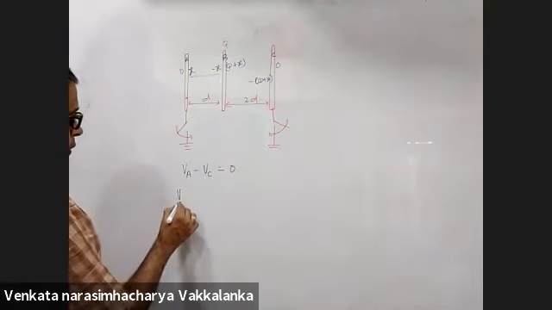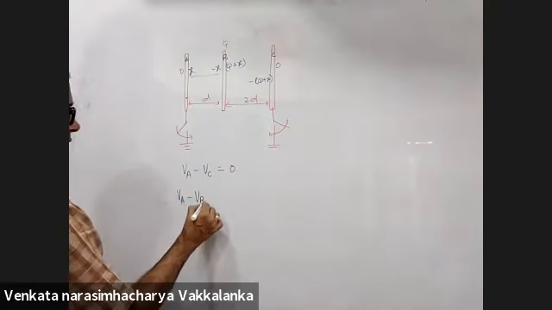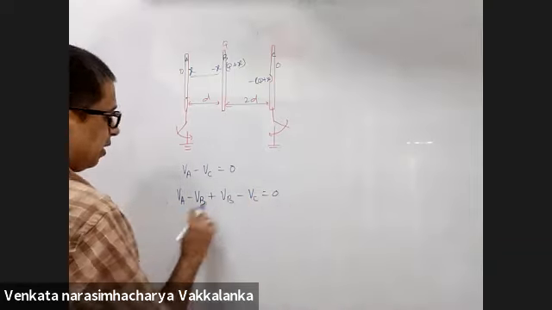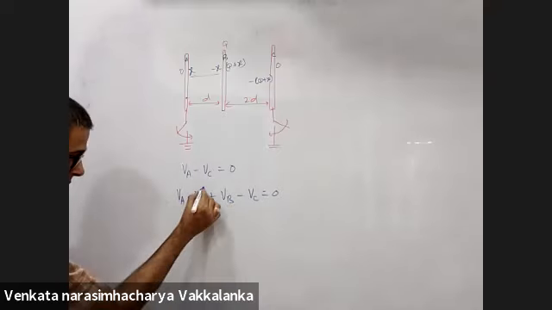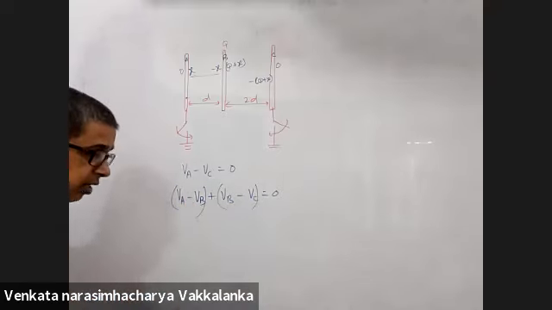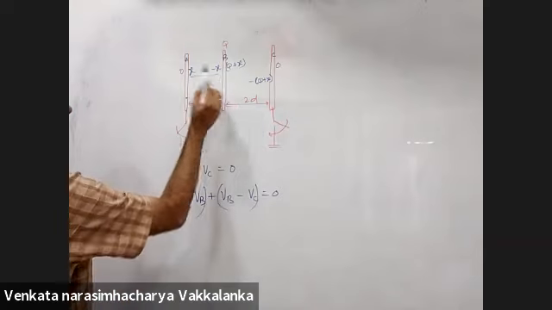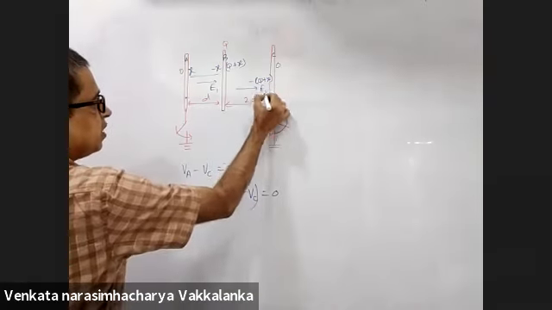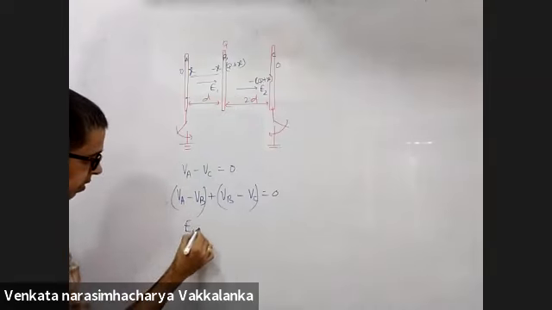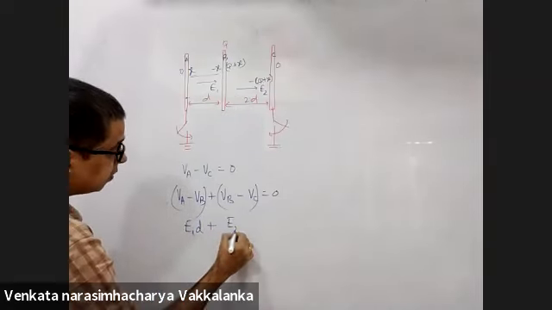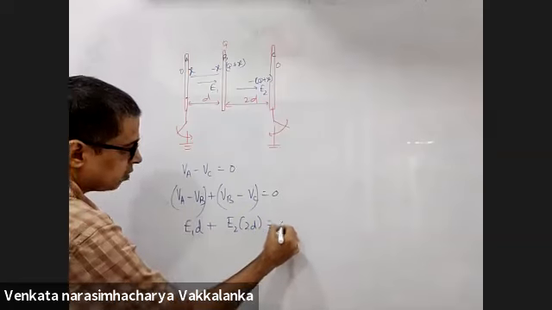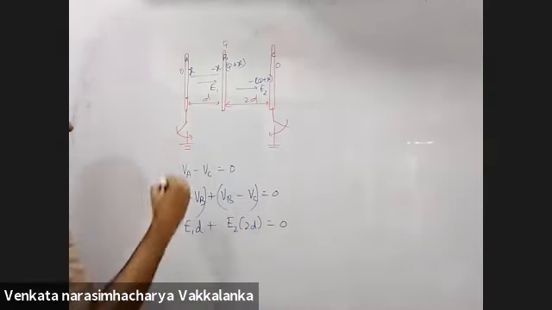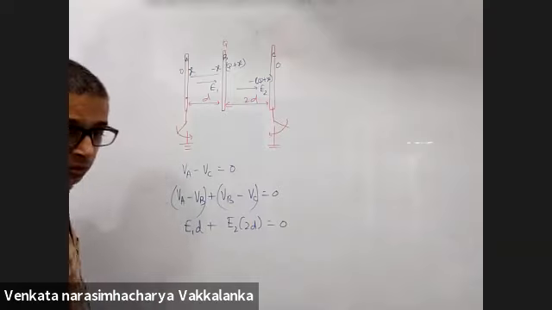So now what do you do? VA minus VB plus VB. I added and subtracted VB. Am I permitted to do that comfortably? VA minus VB, if the net field here is E1 and net field here is E2, this will be E1 into D, this will be E2 into 2D. Sum total should be 0. E1 into D plus E2 into 2D, sum total should be 0.